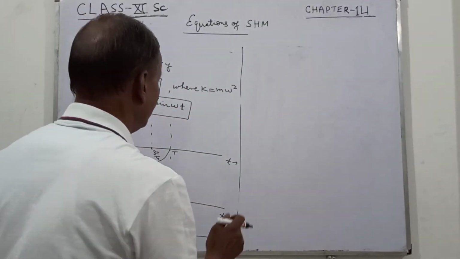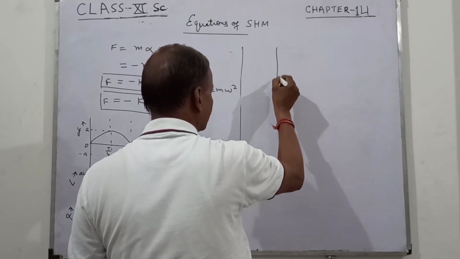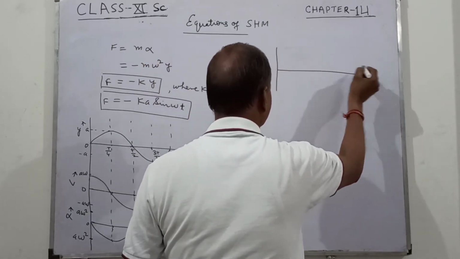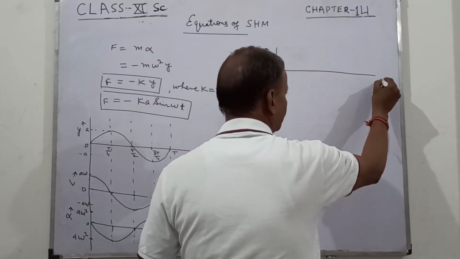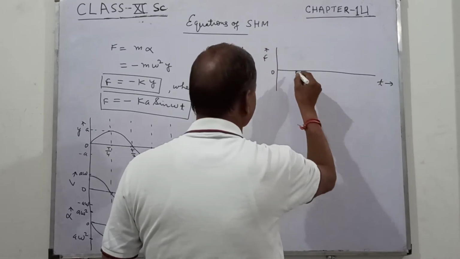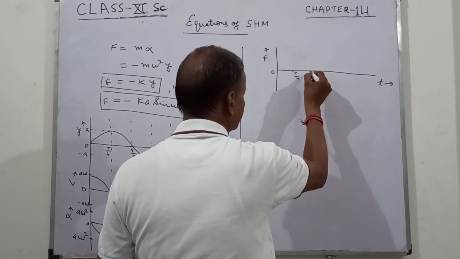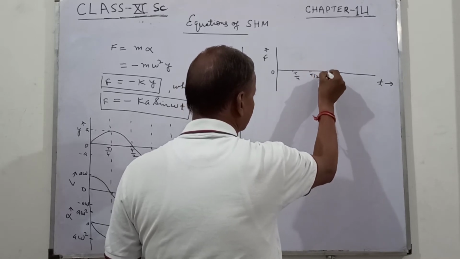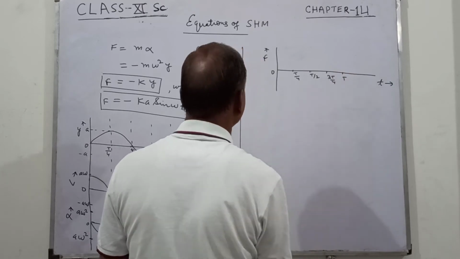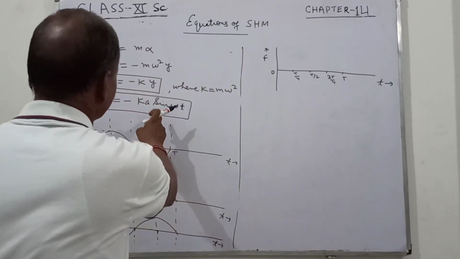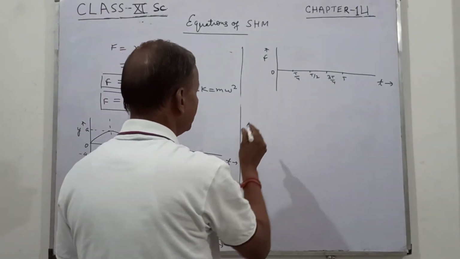Similarly, we have this force. This is now 0, this is now force F, this is now time t. This is now your T/4, this is T/2, this is 3T/4, and this is your T. Then here we are having again this sine term, but we have this minus sign, so this will be like this.